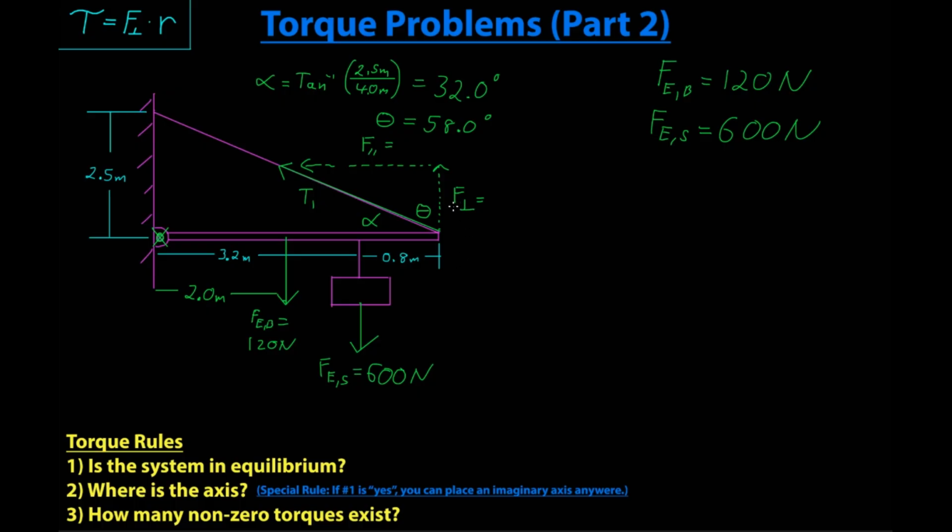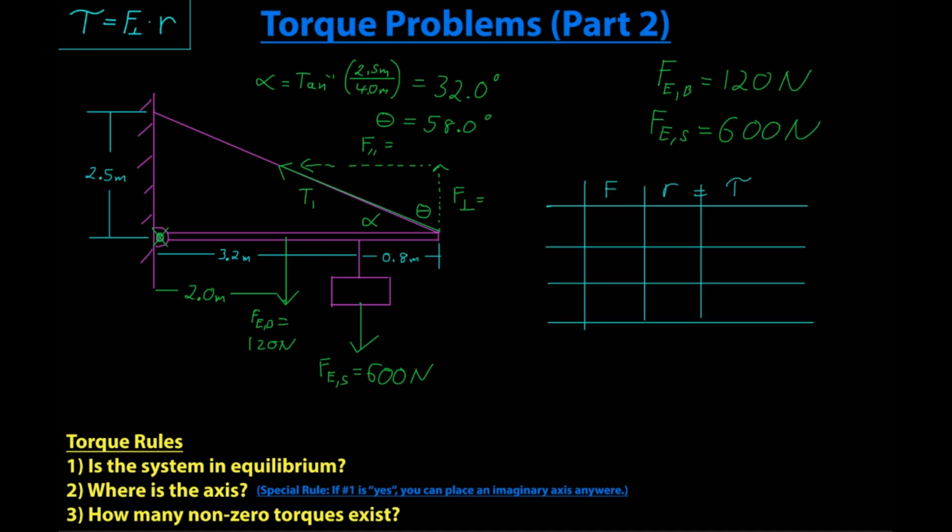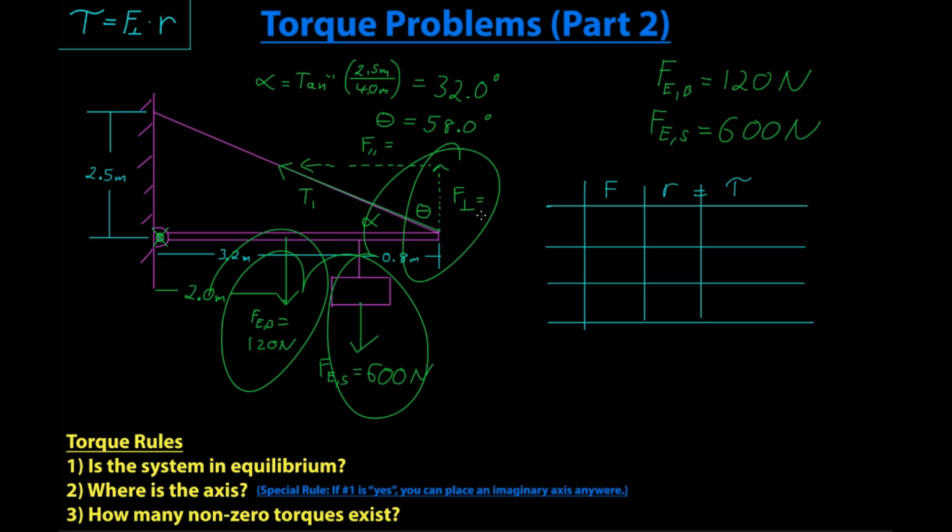All right, now that I've identified that, I still have a problem. I don't know what these are. And I also know I'm looking for tension 1, which is our goal. So at this point, we're going to put up our table. And we're going to answer our third question. How many non-zero torques exist? Well, we have 3 of them. One here, and one here. Remember, only the perpendicular force matters.